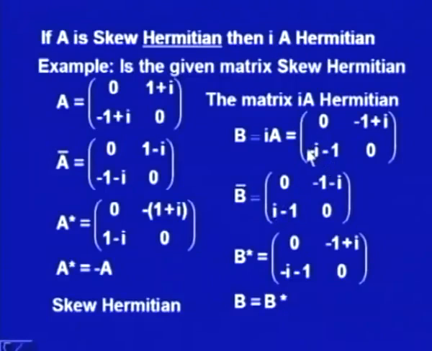Conjugate means the imaginary part will be negated, and then B star, the transpose conjugate or conjugate transpose, is equal to the transpose of this matrix, that is row becomes column. And from here if you compare B and B star, B is equal to B star, and that proves that B is a Hermitian matrix. So A given to be skew Hermitian, i times A is Hermitian.